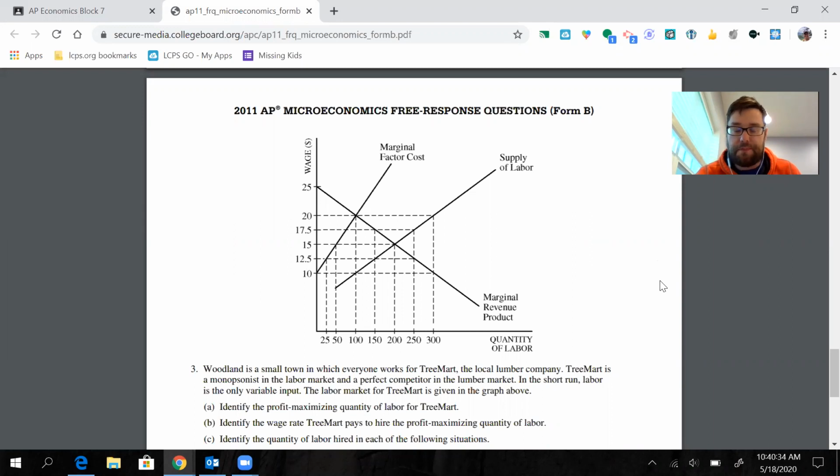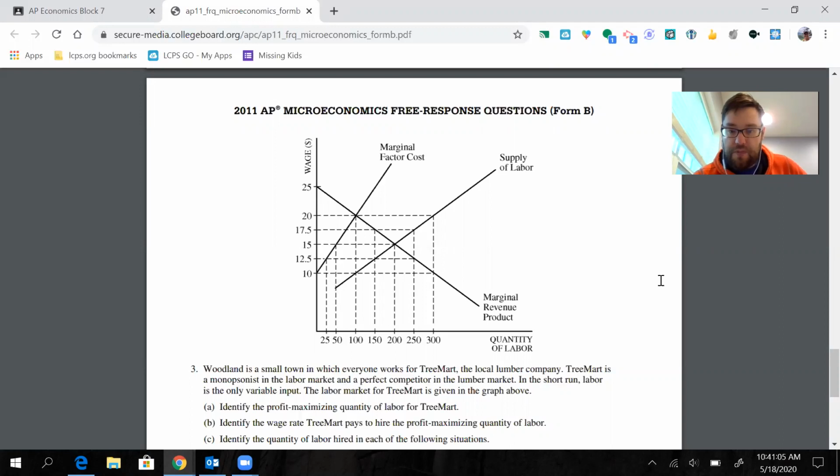Monopsony is sort of the flip side of monopoly. Very similar to the monopoly graph, but you're talking about the factor market, and generally labor markets. So you have one employer in the area. In this case, we have the company Woodland, a small town, where everyone works for Tremart, the local lumber company. Tremart is a monopsonist in the labor market, so essentially that's the only employer in the area.